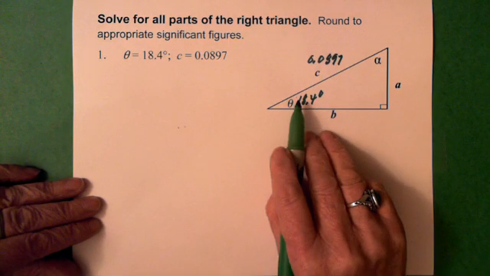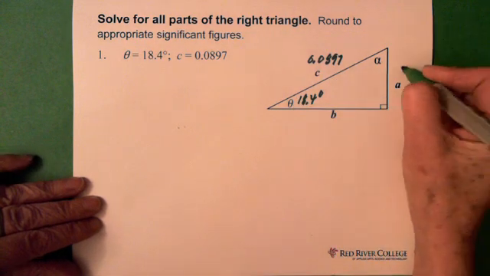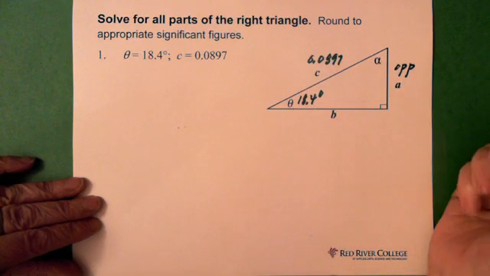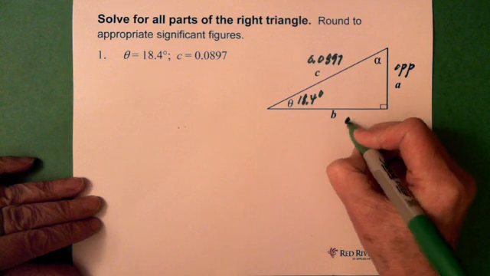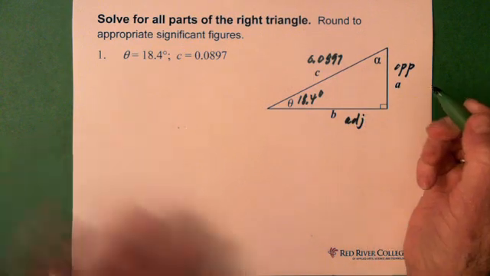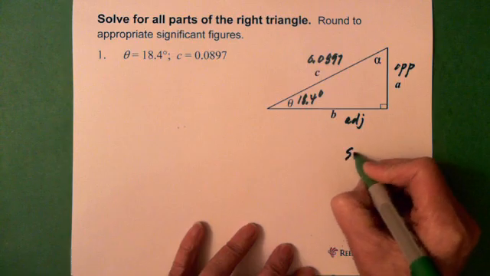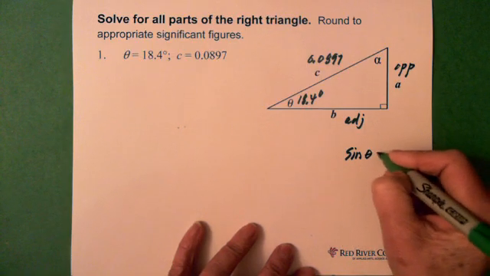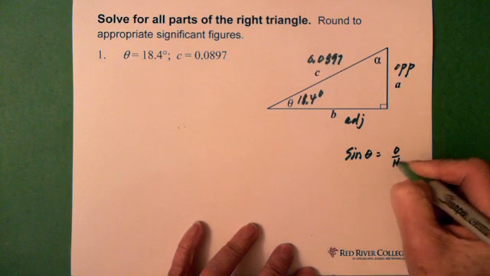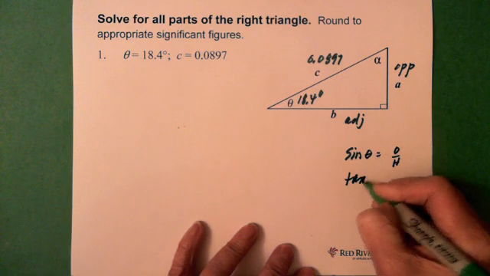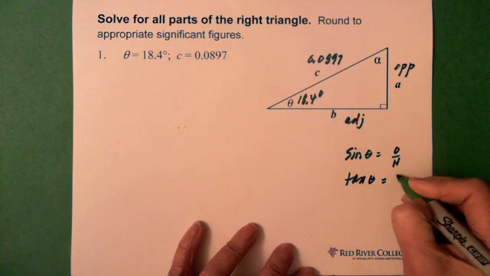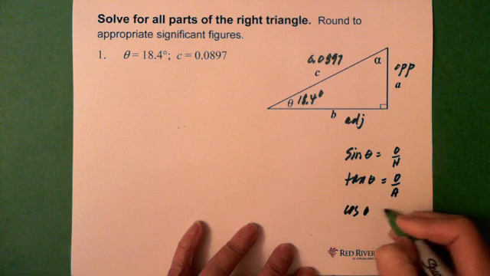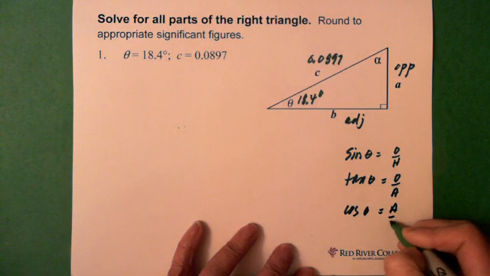Now this is our angle. So then A has got to be the opposite. It's across from the angle. B has got to be the adjacent side. And again, it helps just to write down your functions. So sine of the angle, opposite over hypotenuse, tan of the angle, opposite over adjacent, cos of the angle, adjacent over hypotenuse.